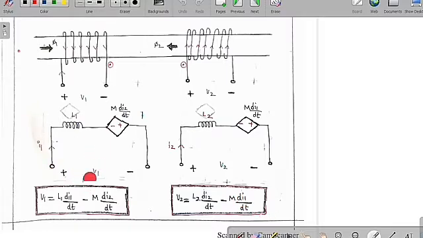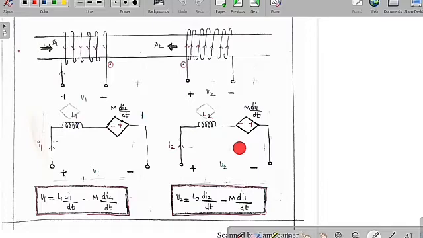If you want to draw it in terms of this diagram, we are going to get this is L1, here go for the minus plus M into di2 by dt. Here also the same thing, V2, here L2, and this will be minus M di1 by dt. Whenever the currents are entering the dot or leaving the dot simultaneously, we can say the overall flux is going to increase, which means the voltage is also going to increase.